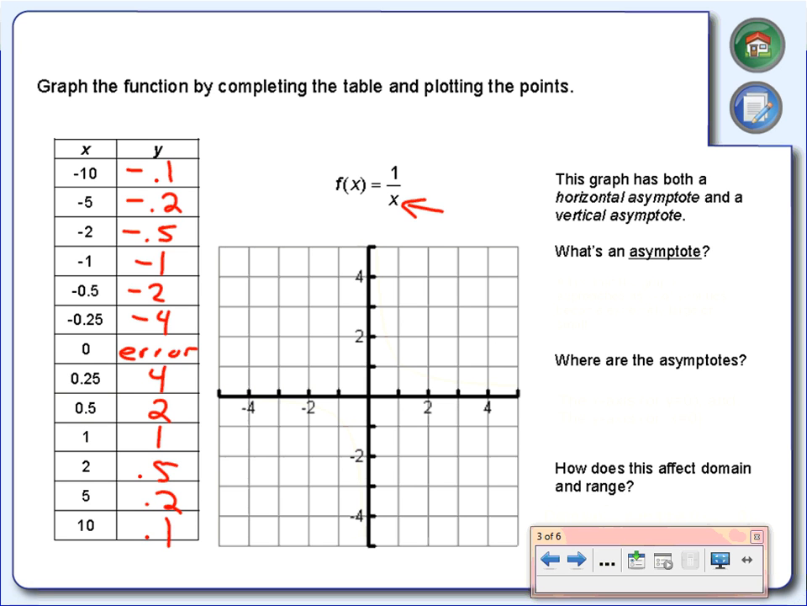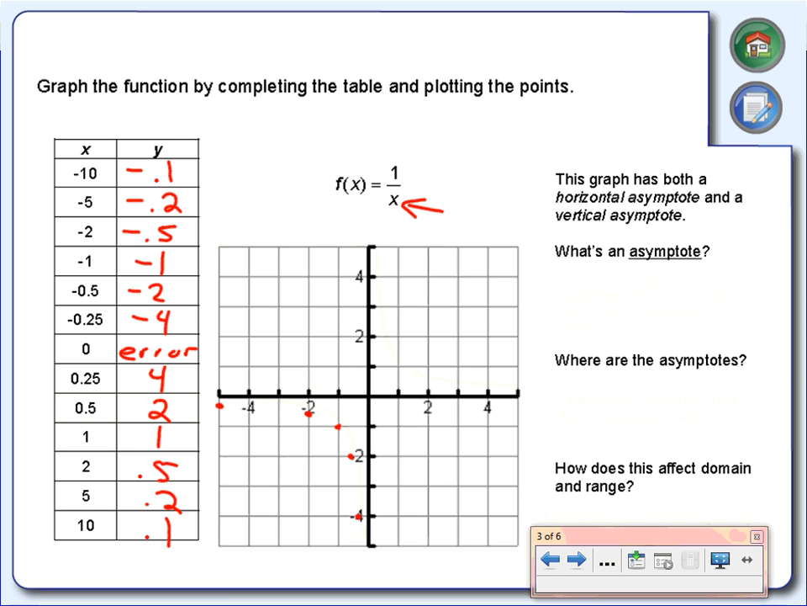Let's find that ordered pair. Here's my negative 5, negative 0.2, somewhere right around that area. The next one I'm looking for is negative 2, negative 0.5. Here's negative 2, negative 0.5, somewhere right about there. Negative 1 is the next ordered pair. Here it is. Negative 0.5, negative 2. Here's negative 0.5. Negative 2 would be right about there. And negative 0.25 and negative 4. Negative 0.25, negative 4 would be right about here.